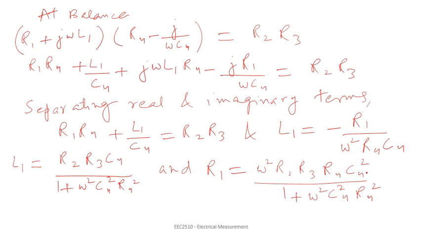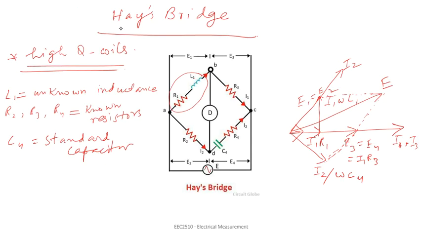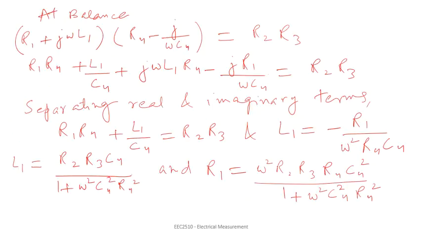You can also try to solve these equations and get the resultant expressions for L1 and R1, because this first branch was the unknown which you have to determine, L1 and R1. So you should get the final expressions of L1 and R1 in terms of the other parameters. You should also try it yourself to get these expressions.